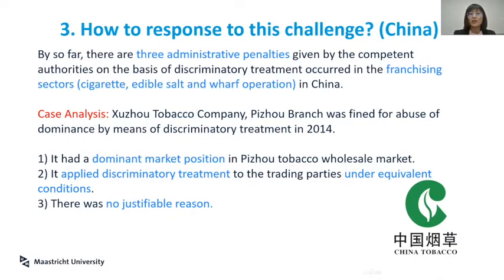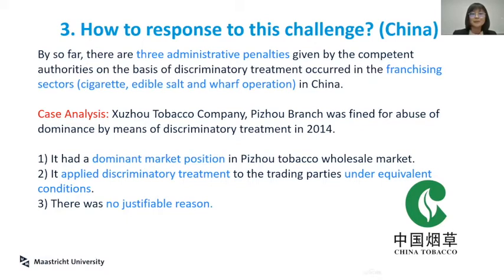Since Xuzhou Tobacco Company was the only undertaking with the monopoly license in the local cigarette wholesale market in Pizhou City. Secondly, it applied discriminatory treatment to the trading parties under equivalent conditions. 3 branches of Jinying Company and the 2 branches of Huanlemei Company were all direct to consumer retailers and were classified as KA type of customers. They all signed the same type of agreement with the same text and assumed the same rights and obligations.